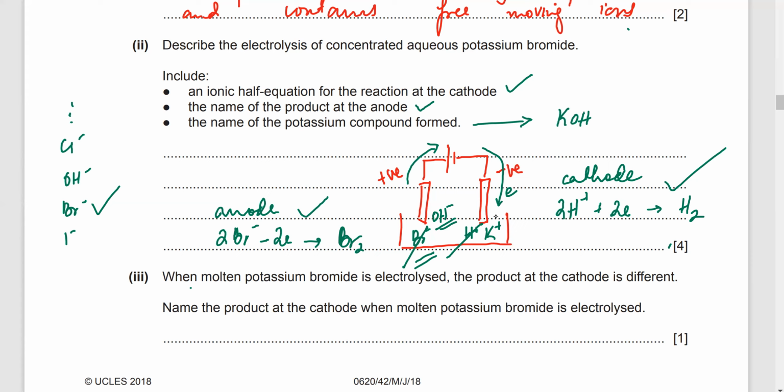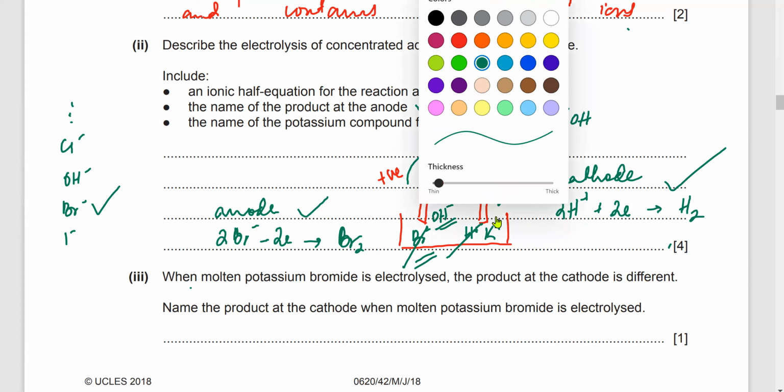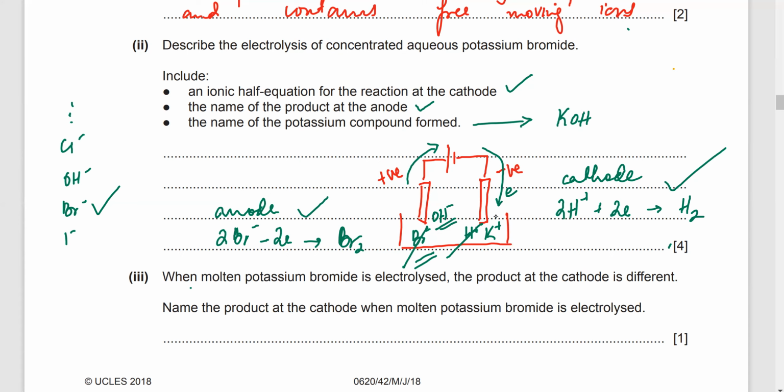Now when molten potassium bromide is electrolyzed, the product at cathode is different. Now in molten, what would be the main difference? There would be no water, no OH and H, so this equation would not be possible. Sorry, the cathode is the negative and the anode is the positive. Yes.